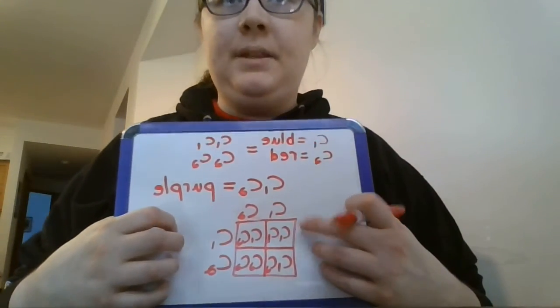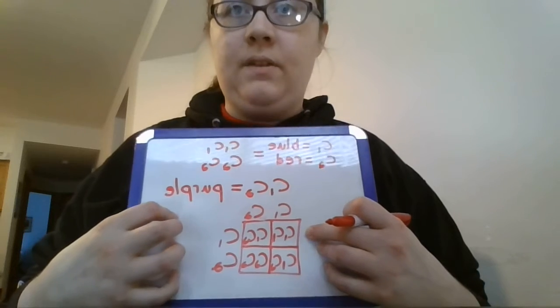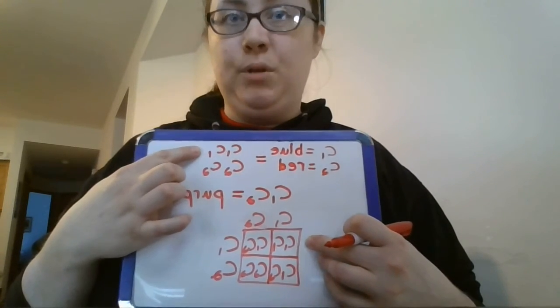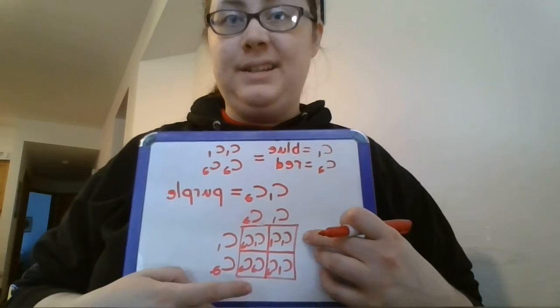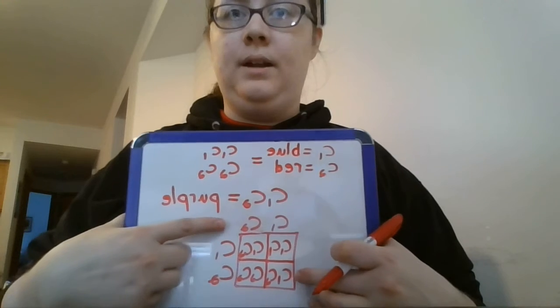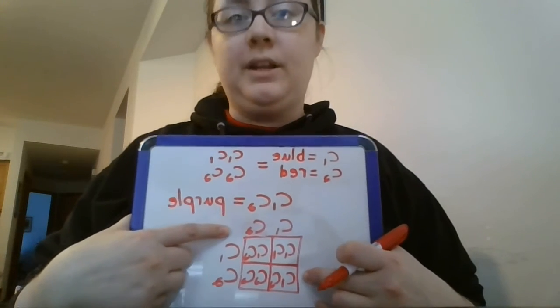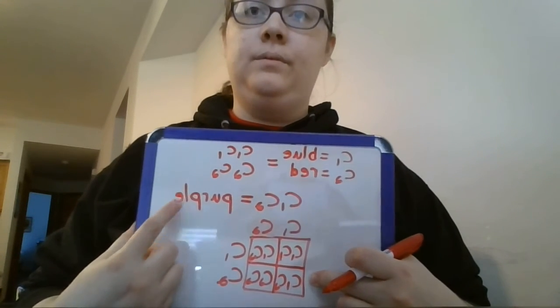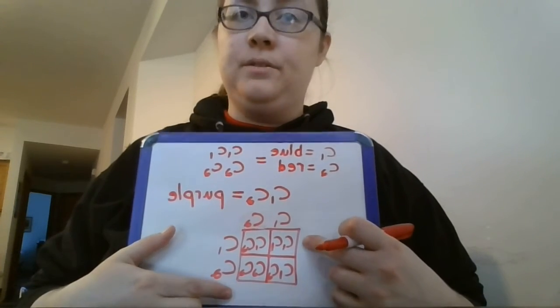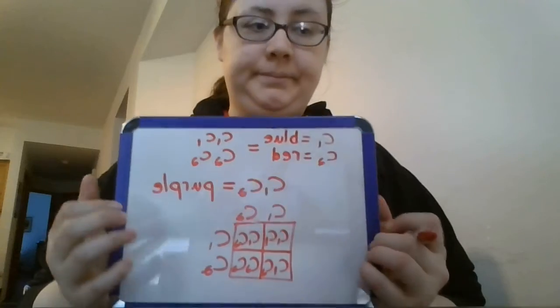So our C1, C1, even though we had purple parents, C1, C1 is blue. Down here, C2, C2 is red. And these 2, on the opposite corners, are going to be purple. So we had our purple parents crossed. Some of the babies are red, some of the babies are blue, some of the babies are purple.